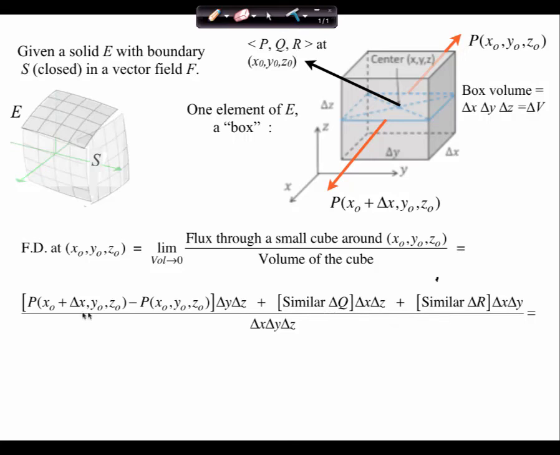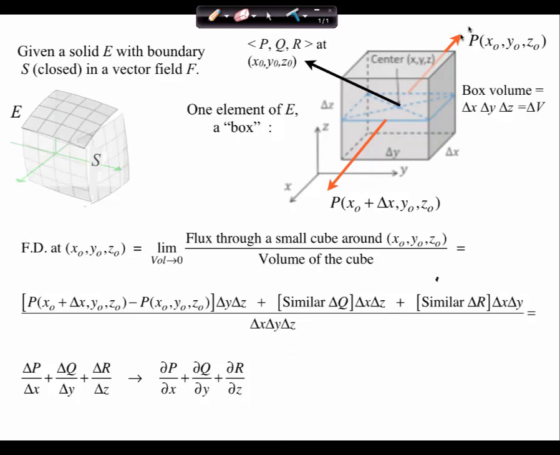So notice what that is, right? If we split this up into three fractions, and we take the partial of P with respect to X right there, the delta Y and delta Z's cancel out. And so what does that become? That becomes the partial of P with respect to X. Similarly, you get the partial of Q with respect to Y and the partial of R with respect to Z. And so that's why this is now a proof of how flux density is the same as divergence.